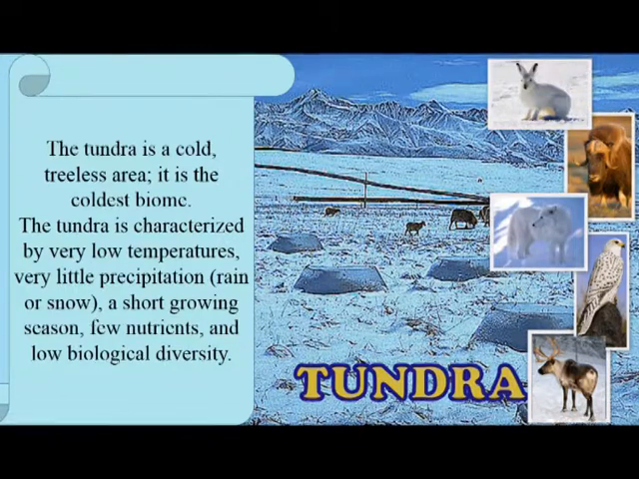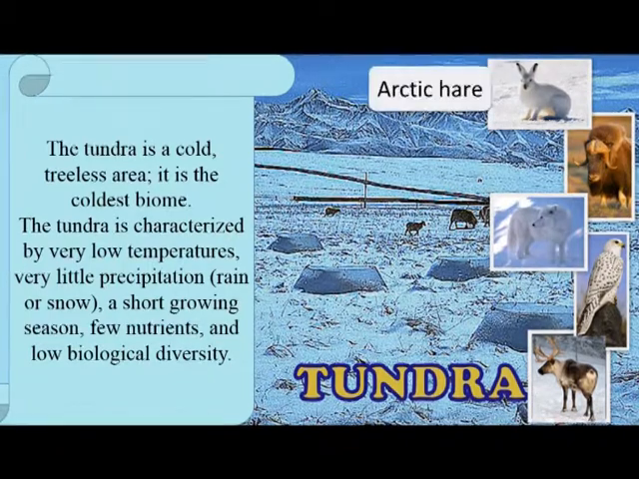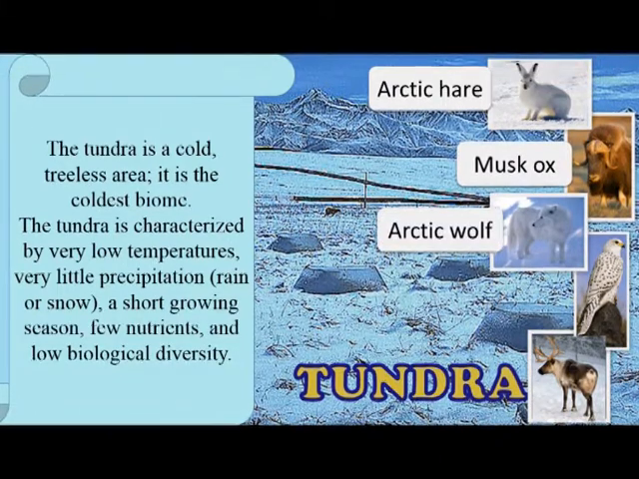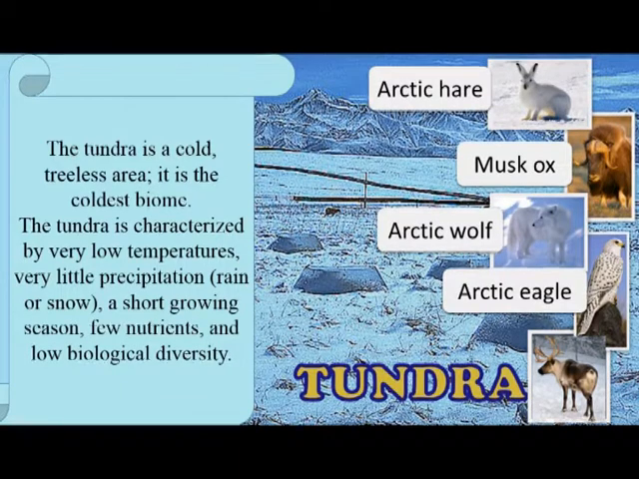Tundra. The tundra is a cold, treeless area. It is the coldest biome. The tundra is characterized by very low temperatures, very little precipitation, rain or snow, a short growing season, few nutrients, and low biological diversity. Examples of animals are Arctic hare, musk ox, Arctic wolf, Arctic eagle, and caribou.